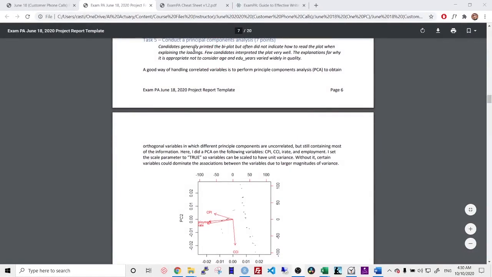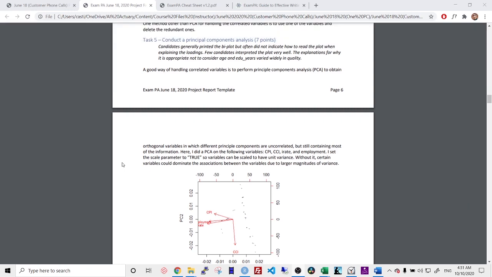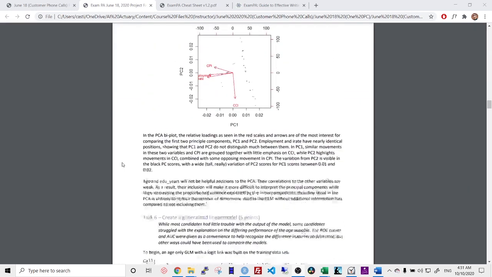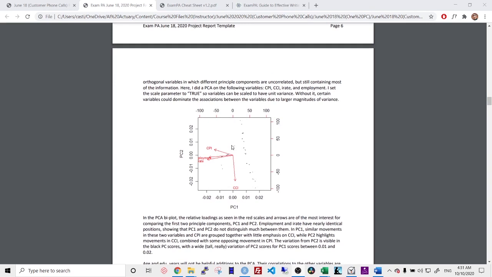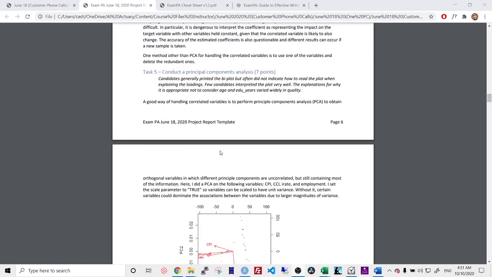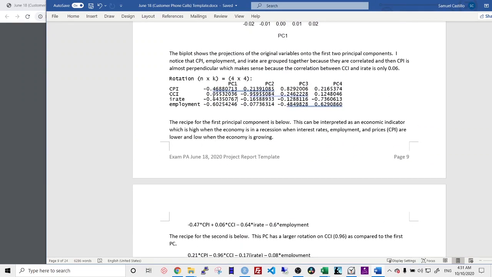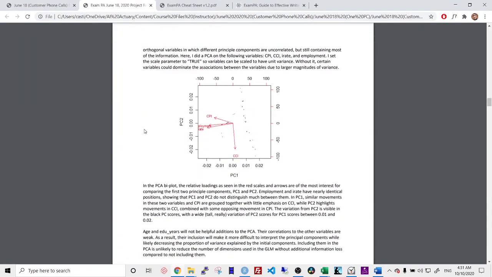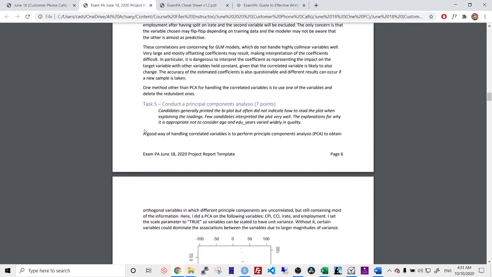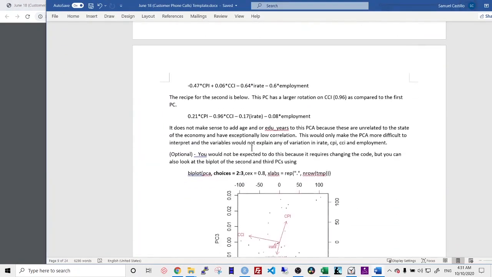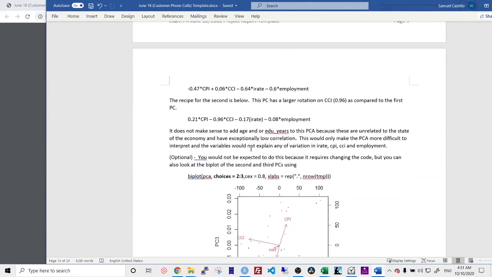Candidates generally printed the biplot, but often did not indicate how to read the plot when explaining the loadings. So in this case, you need to explain the graph as well as the loadings. So in general, whenever they ask you to include a graph, it needs to be explained. On our video, I think we spent a lot of time explaining the loadings, and we actually included the loadings specifically. However, the SOA solution was a lot faster. They didn't spend their time doing so, and so this is one area where you could save yourself time.